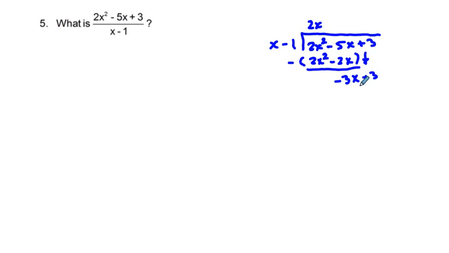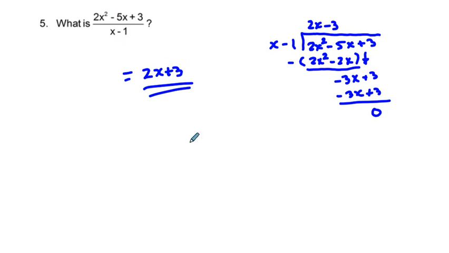So we have negative 3x divided by x, which is minus 3, and negative 3 times x is negative 3x, and then negative 3 times negative 1 is 3. Then we subtract and get a remainder of 0. So the answer to this question, which is our quotient, is 2x minus 3. And we can do this with synthetic division.